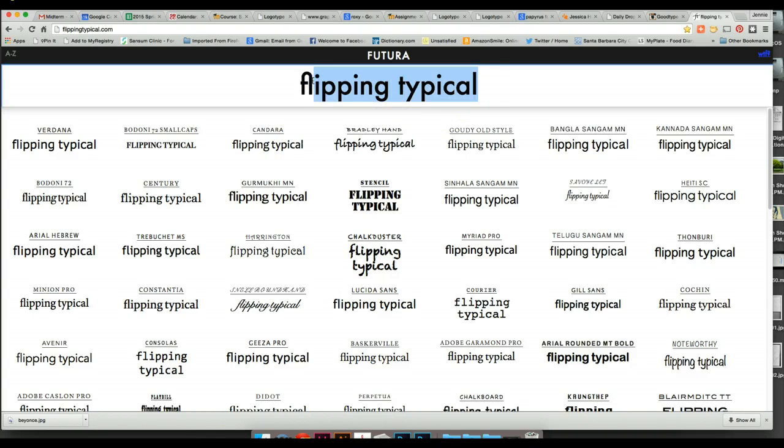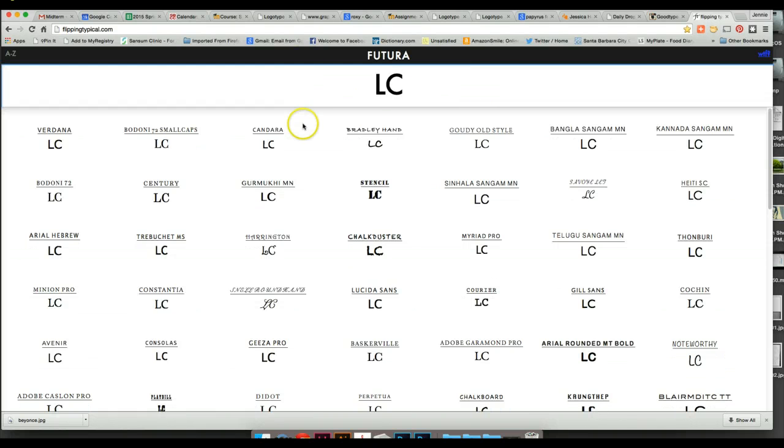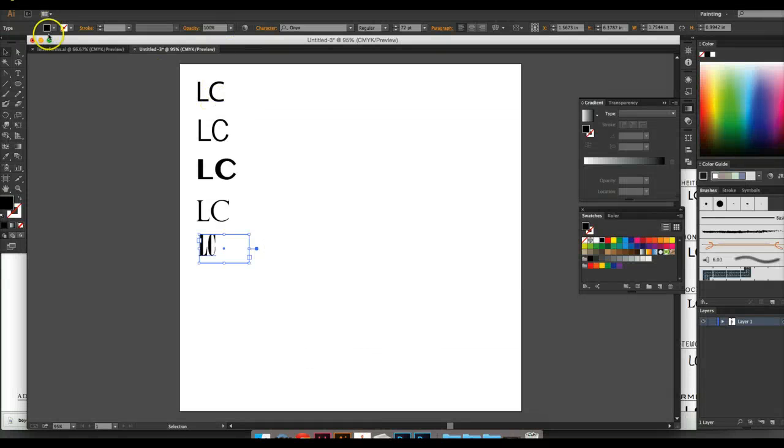Here's a good example of a ligature, how the F and the L are connecting there. Okay, so L, C. Then you can start to say, what are the fonts that I like? You can start here, and then pull them up in Illustrator. Then you have kind of a base, and then you can start sketching.